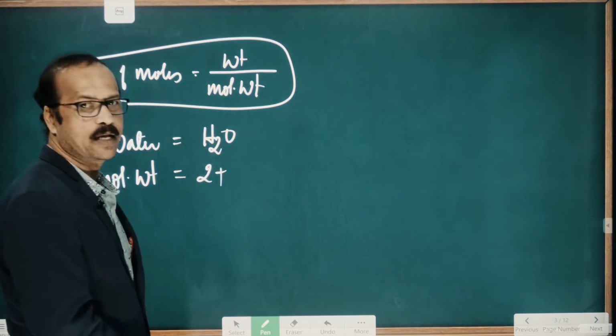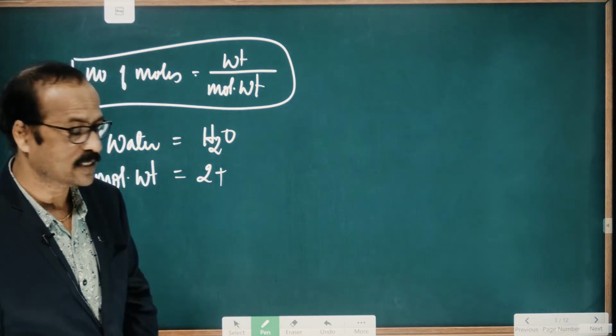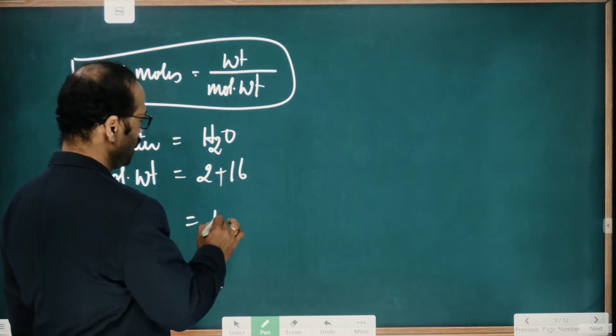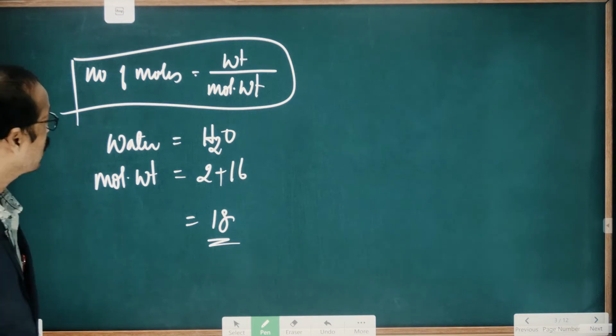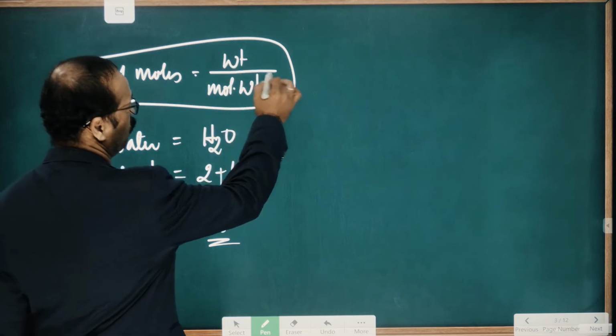Plus how many oxygens are there? 1. What is the oxygen atomic mass? 16. So, 2 plus 16 is equal to 18. So, molecular weight is 18. Now, what is the formula? Number of moles is equal to weight by molecular weight.